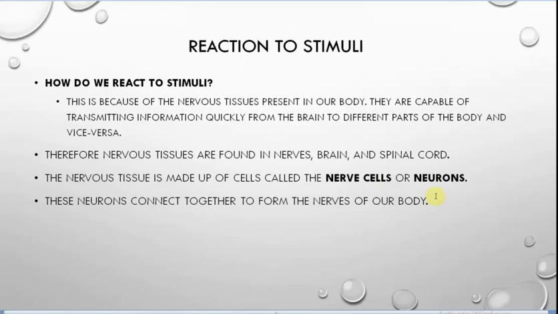Then we moved on to animal tissues. In animal tissues, we read about epithelial tissues. Then we went to connective tissue. From connective tissue, we discussed muscular tissue. Then from muscular tissue, we discussed nervous tissue.